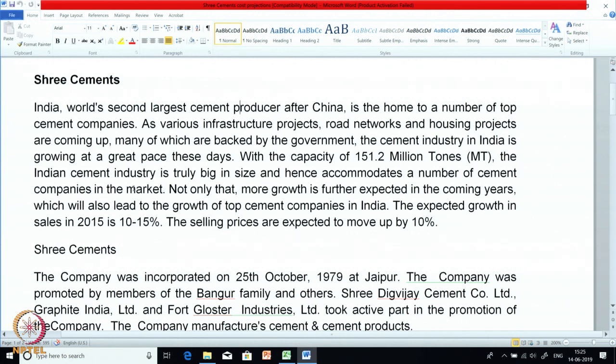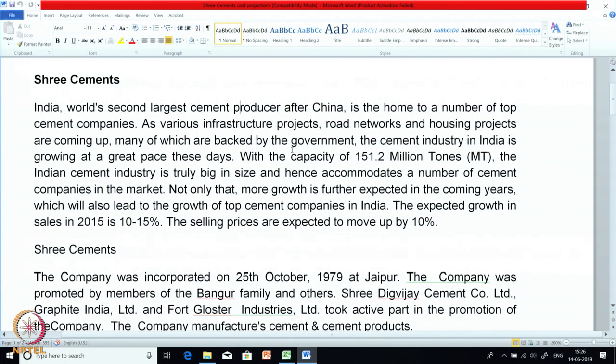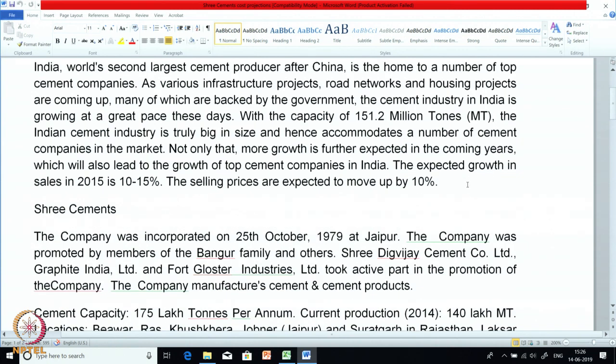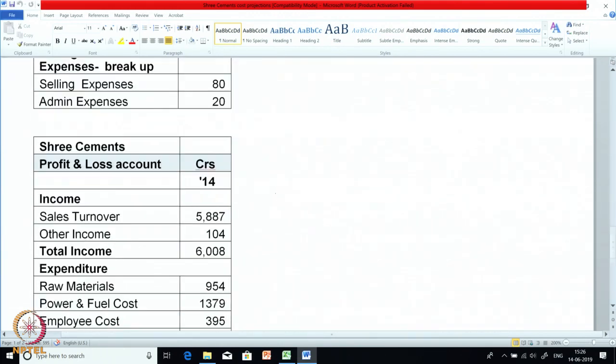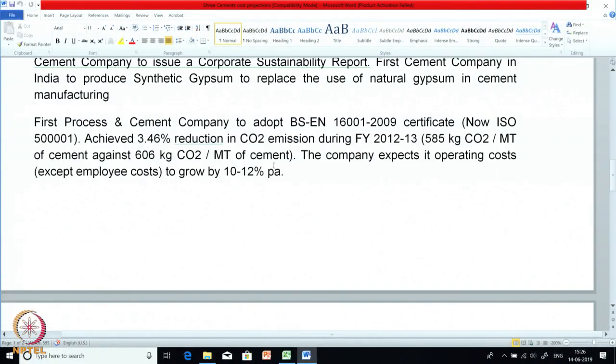India, the world's second largest cement producer after China, is home to a number of top cement companies. As various infrastructural projects, road networks and housing projects are coming up, many backed by the government, there is a possibility of more sales. Not only that, more growth is expected in coming years, which will also lead to growth of the top cement companies in India. The expected growth rate in sales for 2015 is 10-15%. Remember, the data given is 2014's data. Now we are required to make a projection for 2015.